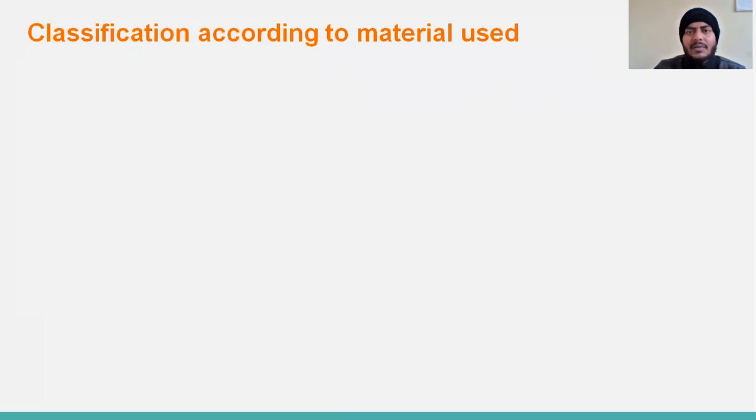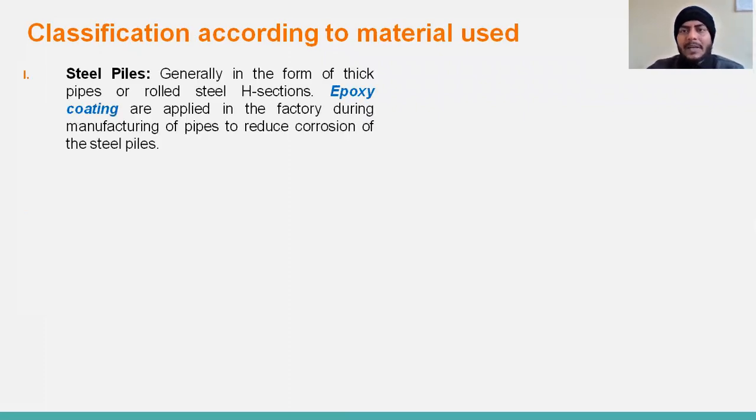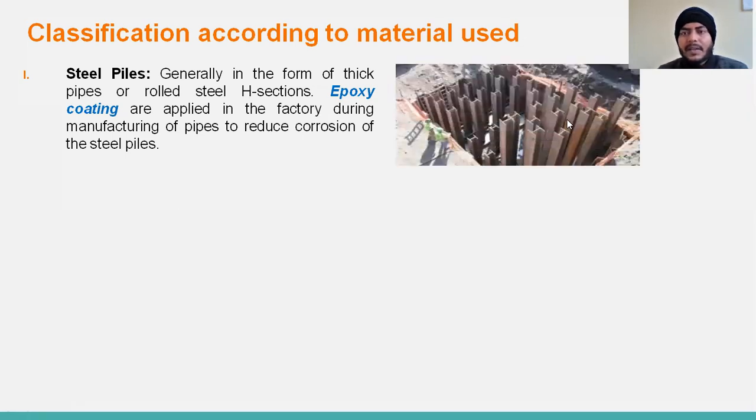So there are various classifications: according to the material, according to the use, and according to the mode of transfer of load. First, classification according to the material. The first one is the steel pile. A steel pile means the pile foundation is made of steel. You can see steel piles in the figure. Generally, steel piles are thick pipes or rolled steel sections.